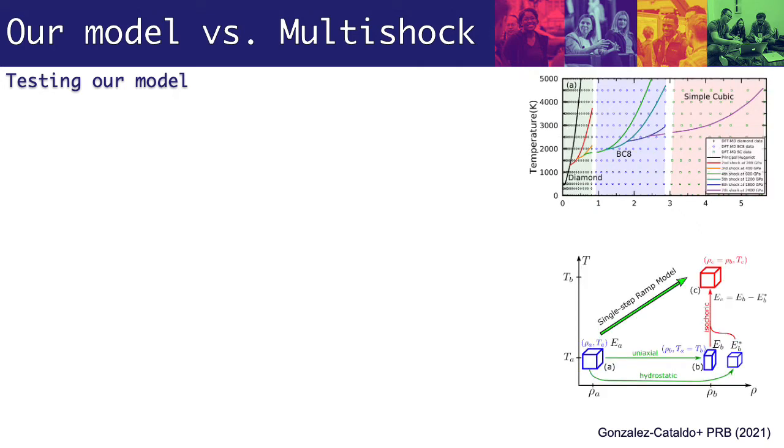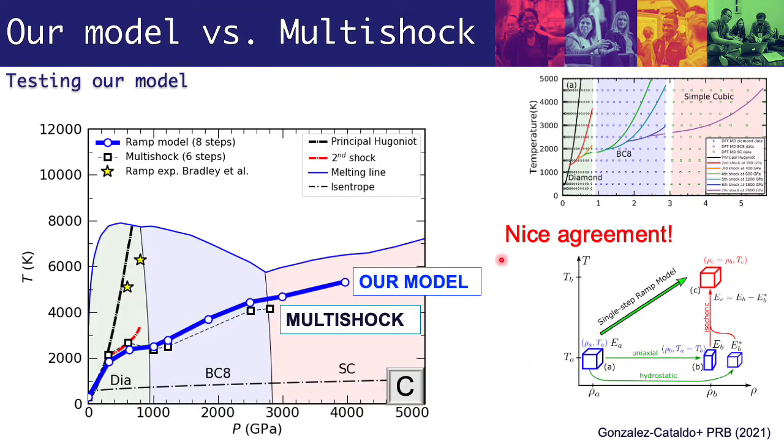Now, if we compare these multi-shock Hugoniot states with the model that I just presented, here's what we obtain. You can see that there's remarkable agreement between our model and the multi-shock Hugoniot scheme, where, once again, every point here is forced to satisfy the Rankine-Hugoniot conditions, while in our model there's no constraint on that. The temperatures are obtained just from these energy differences between the uniaxially compressed samples and the hydrostatically compressed sample.